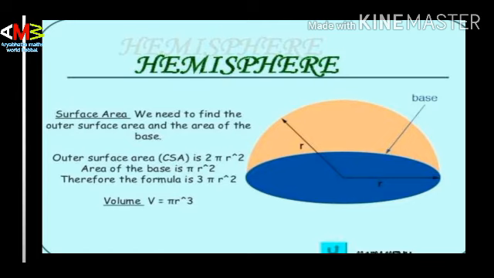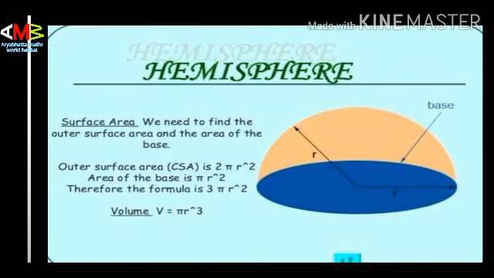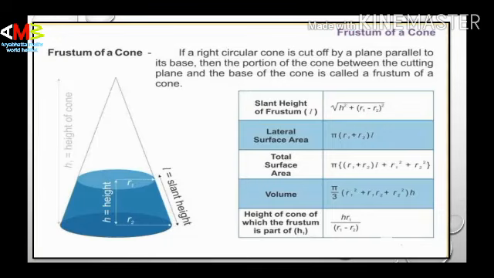Next we go to one more thing, that is frustum of cone. Frustum of cone means part of the cone, that is only this portion. Whatever the blue portion is, it is called the frustum of cone. This portion is already cut, and that white portion is the frustum of cone.